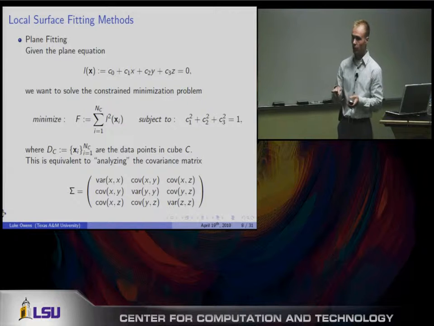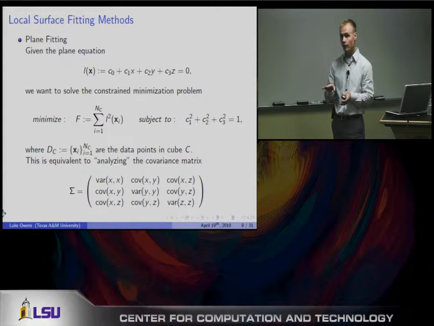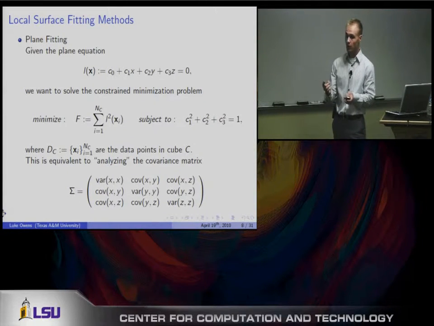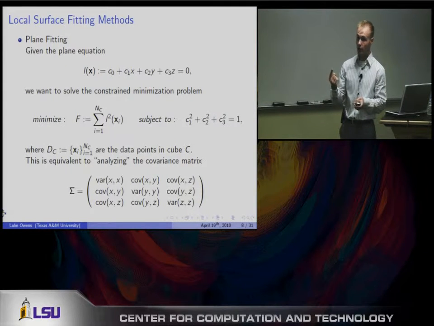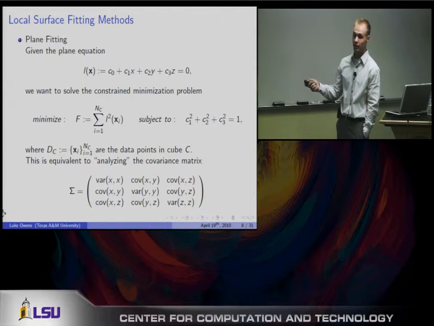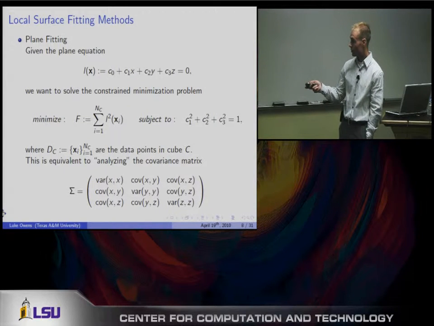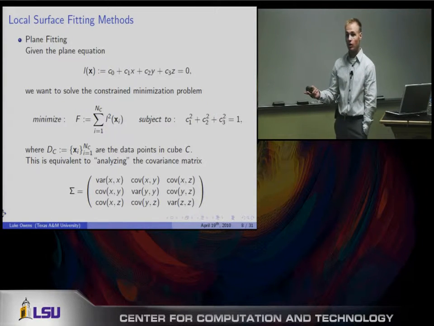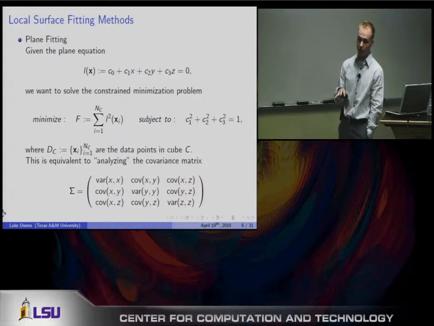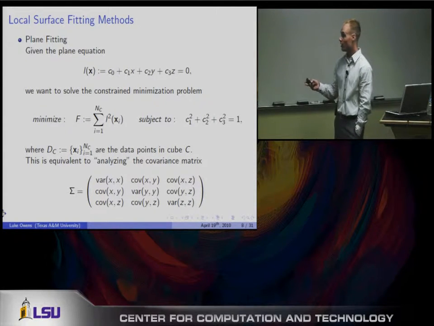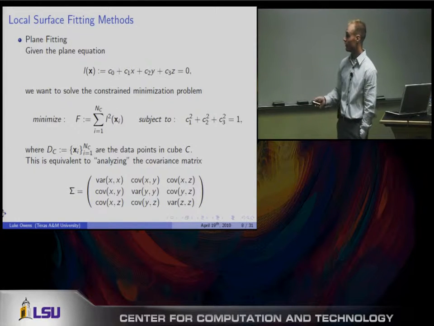The two eigenvectors that correspond to the two largest eigenvalues are basically the vectors that span the plane. So that third vector, which corresponds to the smallest eigenvalue, is normal to the plane. So that will give you C1, C2, and C3, because that's the normal vector. So the third vector corresponding to the smallest eigenvalue gives the normal to the plane. Then we just need to find C0, right? Well, you would expect that the average of the data is a point on the plane. So that's how we find C0: the average of the data is a point on the plane, and then we can solve for C0.